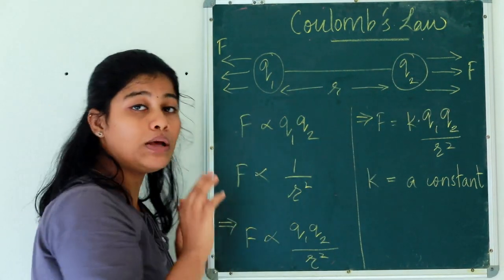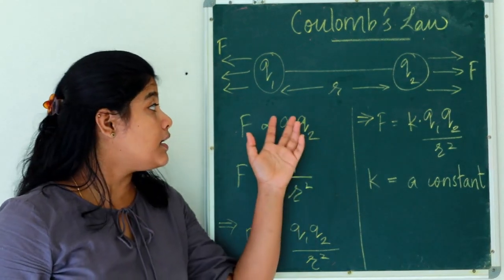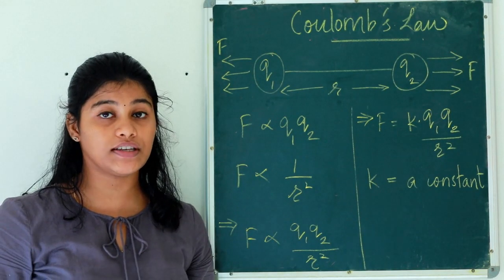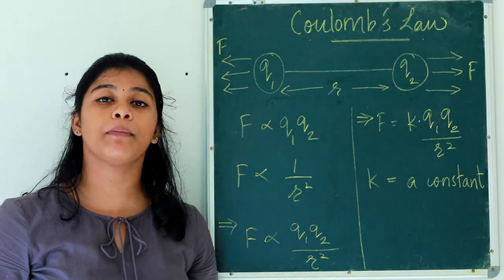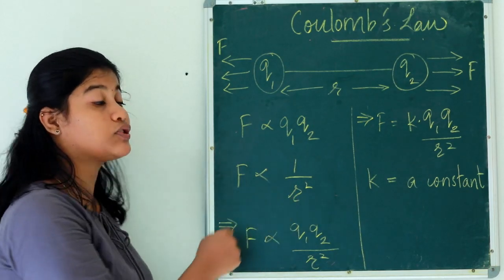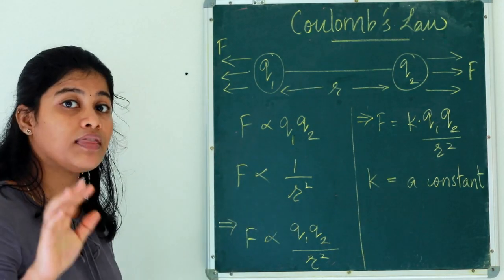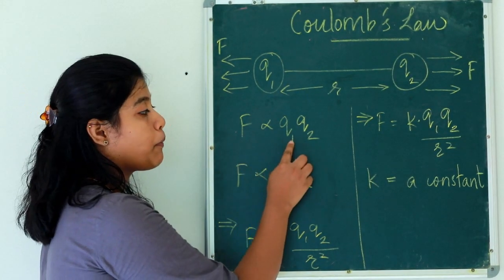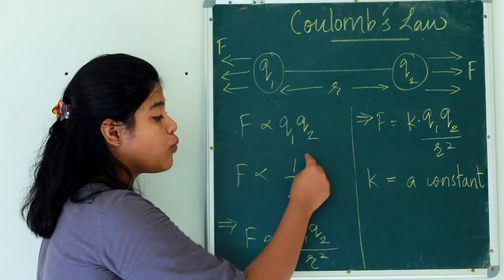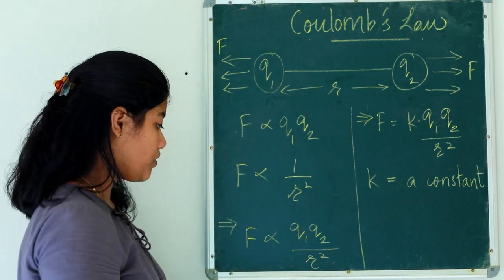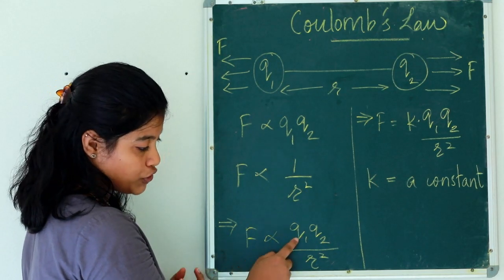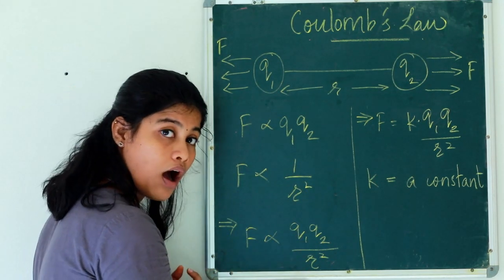For that, Coulomb's law states that the electrostatic force acting between the two-point charges is directly proportional to the magnitude of the two charges and is inversely related to the square of the distance between them. That is, F is directly proportional to Q1 into Q2 and F is directly proportional to 1 by R square. So, we are combining these two to form F is directly proportional to Q1 Q2 divided by R square.